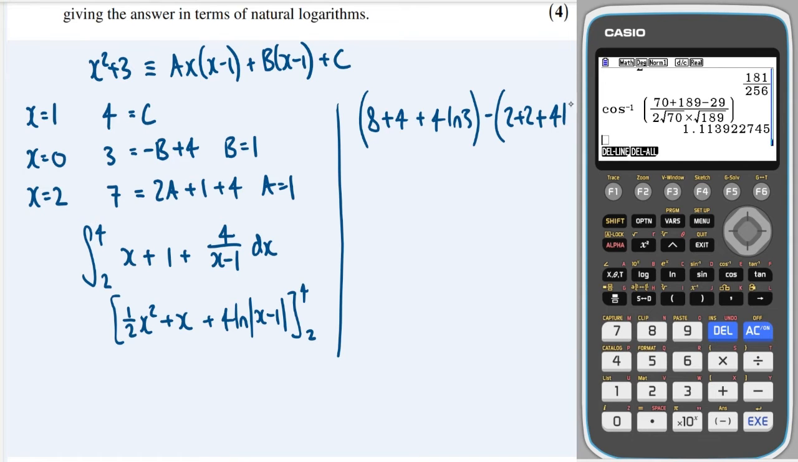Whoops, just kind of run out of space there. But ln of 1 is 0, so that can just disappear. Perfect. So we're going to get, in terms of the numbers, 12 minus 4, so that's 8. And then we're going to get plus 4 ln 3. And I think that is done.